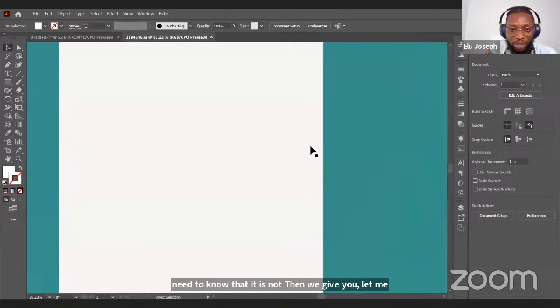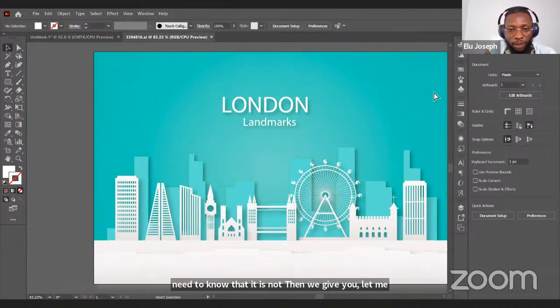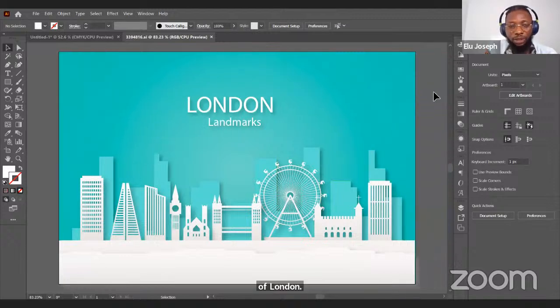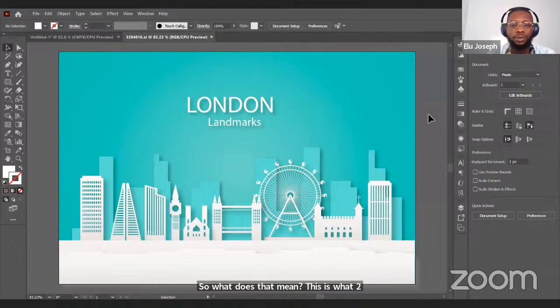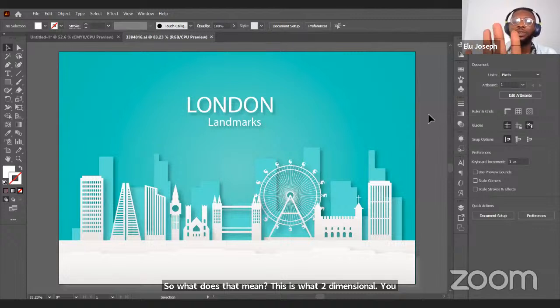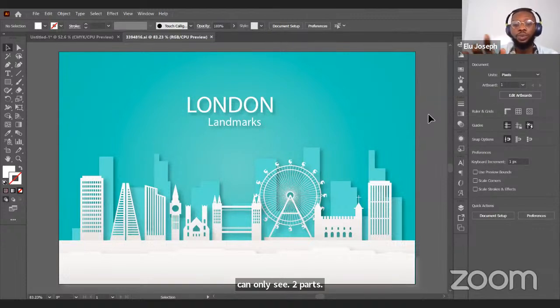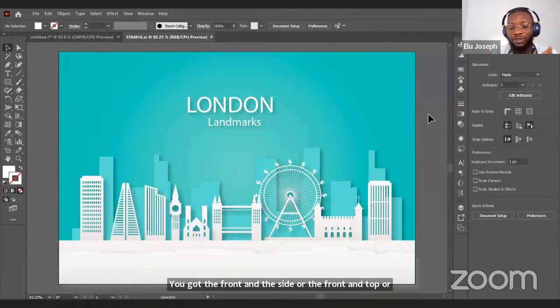Look at this illustration of London. You can see that this is London. You can tell because you see things that are in real life in London illustrated in this image. Do you get it? But you cannot say it is three-dimensional because you can't see the other sides. So what does that mean? It is what? Two-dimensional. You can only see two parts, either the front and the side, or the front and the top. Two-dimensional, flat.